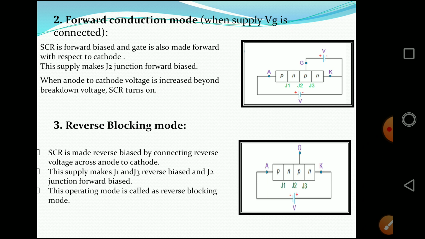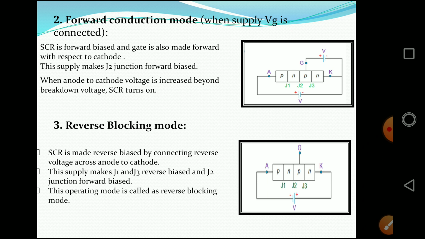Next, even if we increase the reverse voltage beyond the limit, beyond the capacity of the SCR, if we go on increasing the reverse voltage, then the depletion layer at J1 and J3 may break down, and this breakdown is called avalanche breakdown. During this breakdown, current increases very sharply, and this highly increased current makes the temperature of the SCR increase above the limit. As the temperature increases, the heat also increases, which may damage the device.